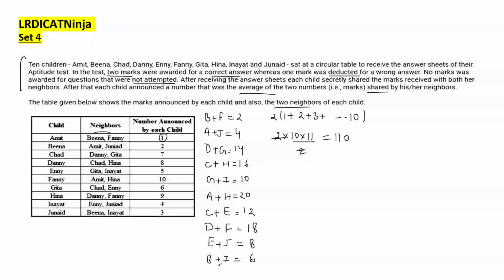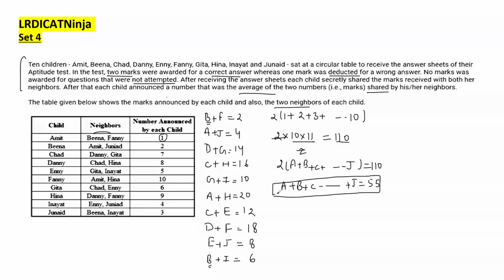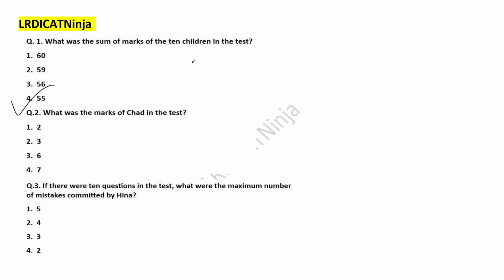And if we add all of them, then definitely we can clearly see that B has been used twice, A has been used twice in this equation. So this sum is basically twice of A plus B plus C plus D plus E and so on till J. That is 110. So the total of these numbers is 55. The total marks received by these 10 people is 55. That is the answer of the first question. So without solving the individual marks, we can definitely get the total marks of all the 10 children in the test. Now we need to solve the individual marks.